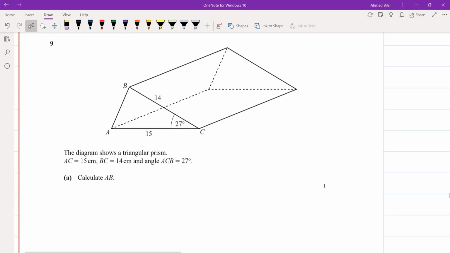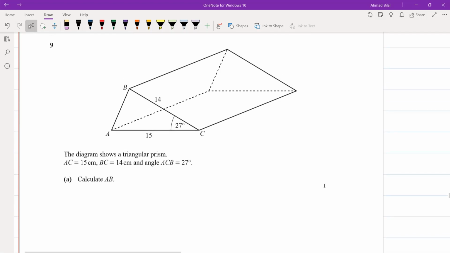All right, let's look at this now. So we have a triangular prism. AC is... so it's a prism, right? Prism का क्या मतलब होता है? इसका कोई क्रॉस सेक्शन होता है और दोनों साइड्स के ऊपर सेम फिगर होती है. तो दोनों साइड्स के ऊपर, दोनों एंड्स के ऊपर.